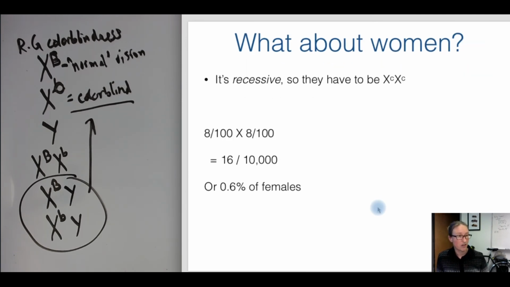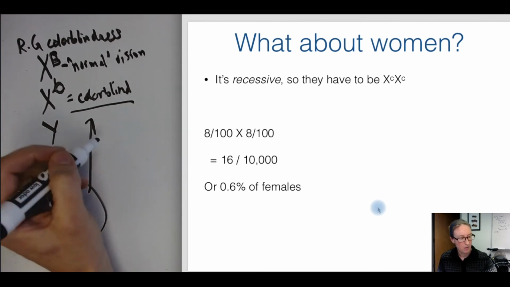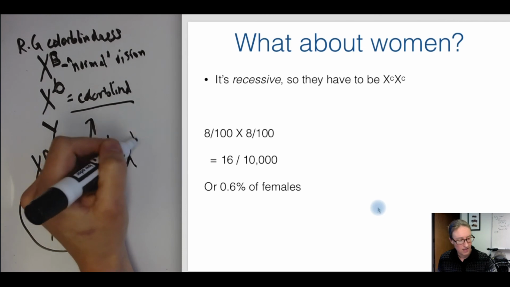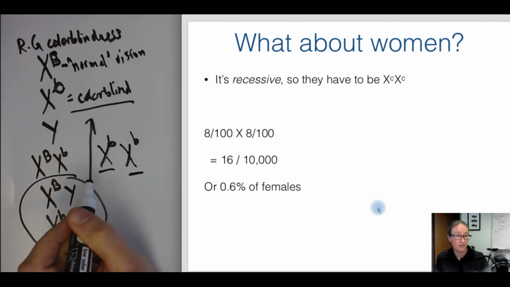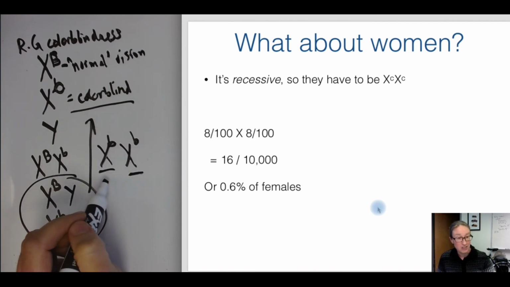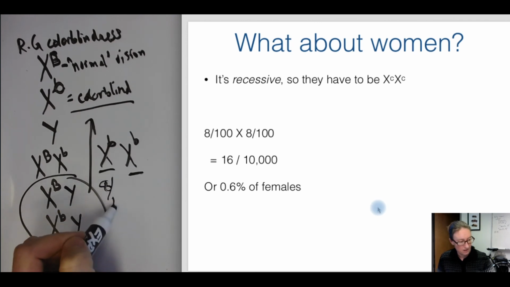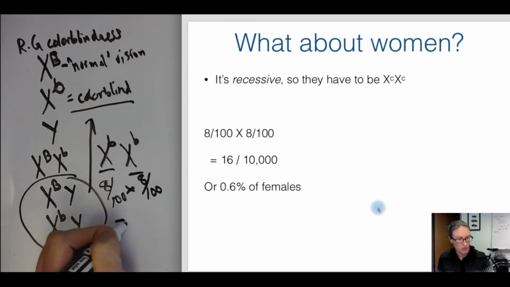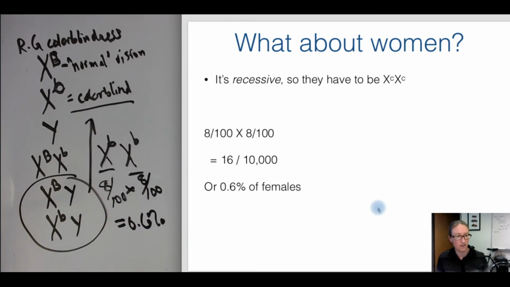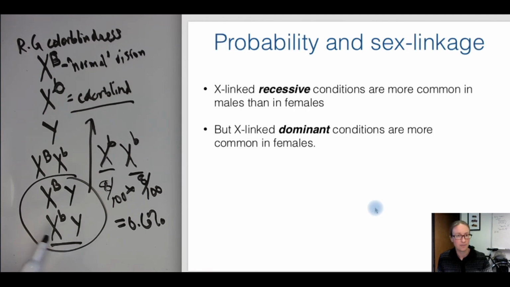In contrast, for women to be colorblind, they would have to be X little b, X little b. So they would have to get 2 copies of this color blindness allele. So the chances of that happening are going to be 8 in 100 times 8 in 100, which is about 0.6% of all females. Simply because males only have 1 copy of this allele, whatever copy they get is what shows up. They wind up being colorblind much more frequently than females do.